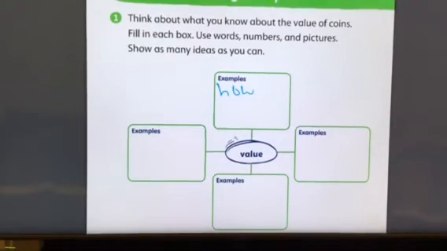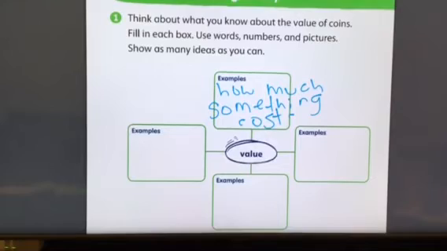So in words, inside our first example box, we're going to write how much something costs. That's the value, how much something costs. Now an example is similar to what we just did on the other pages. The next thing we're going to do is numbers. So one way of showing how much something costs is by cents. So you might say that something costs 25 cents.